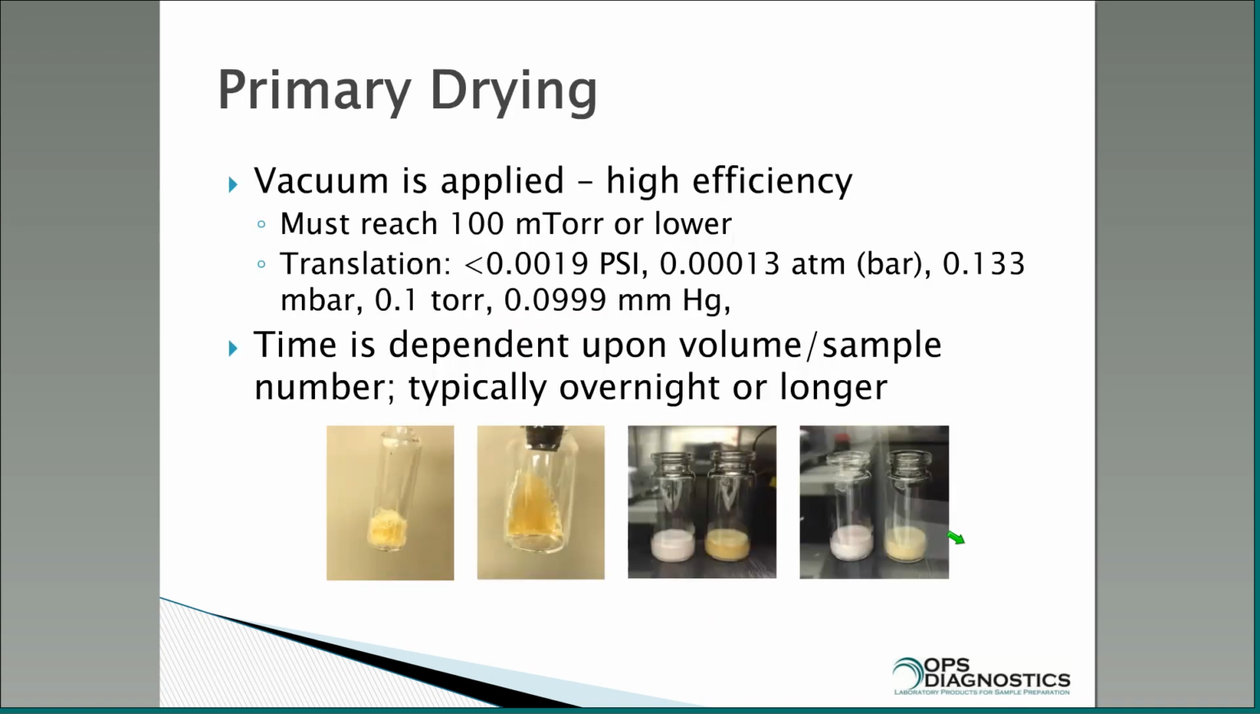So in the primary drying, once you freeze, if you're using a shelf freezer, once it's frozen, you just turn on the vacuum. If you're using a manifold, you push your sample into the manifold and turn the valve. You need to reach a vacuum that's below 100 millitorrs, which is all these things over here. So you're talking about 10,000th of an atmosphere, very, very high efficiency.